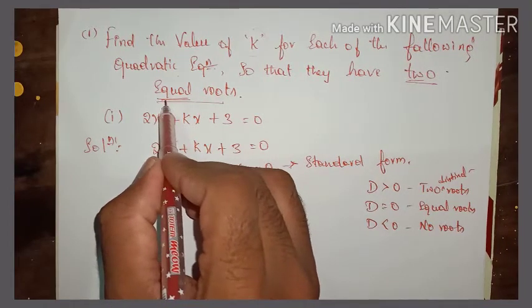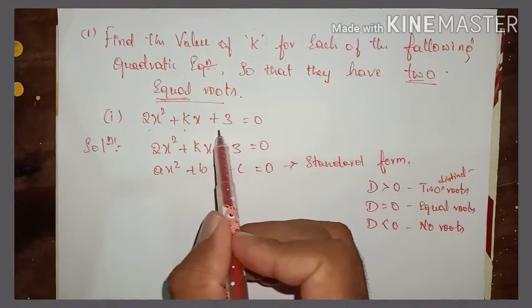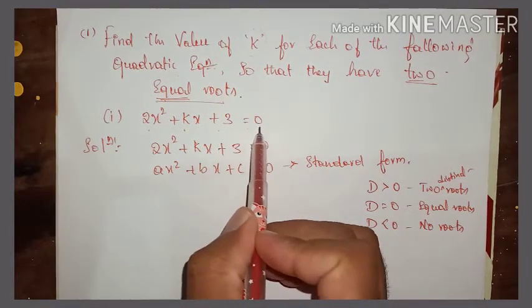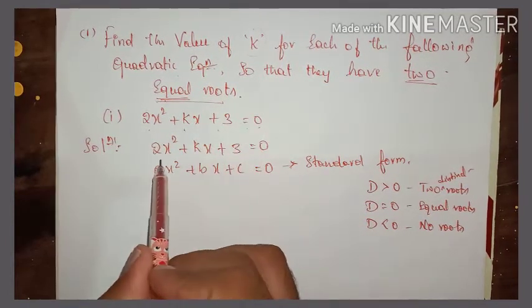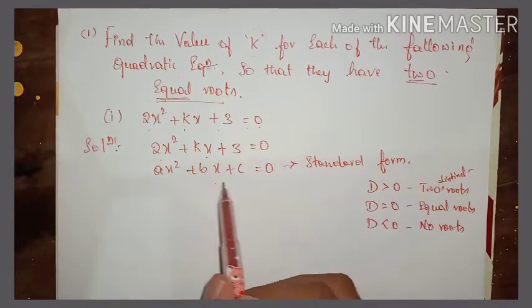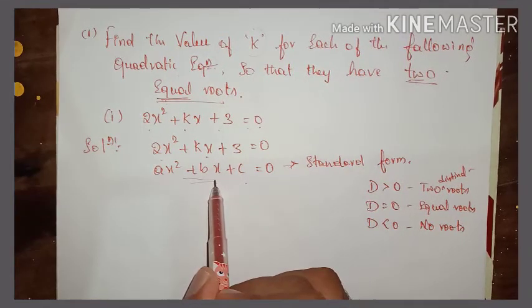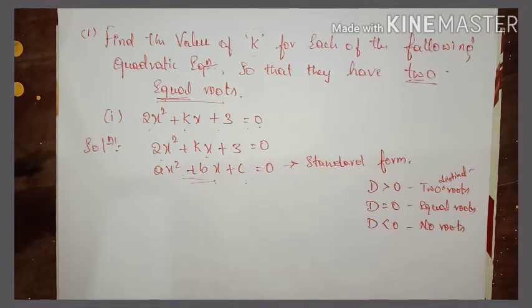So let us take the question. The question is: 2x square plus kx plus 3 is equal to 0. It's in the form of ax square plus bx plus c, which is the standard form of a quadratic equation. We already know that.